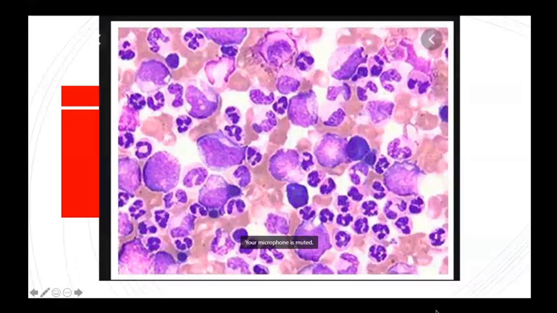This was the smear picture. It predominantly shows markedly neutrophilic leukocytosis with shift to left. This is one large metamyelocyte. This is a myelocyte, and these are the immature neutrophil band and the stab cell containing 2 lobed nuclei. So this was the one case scenario.